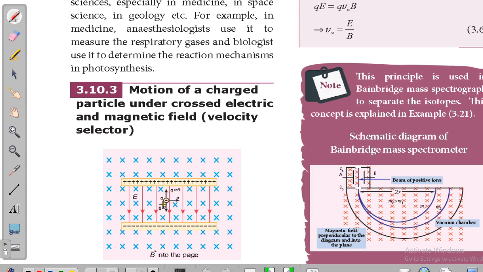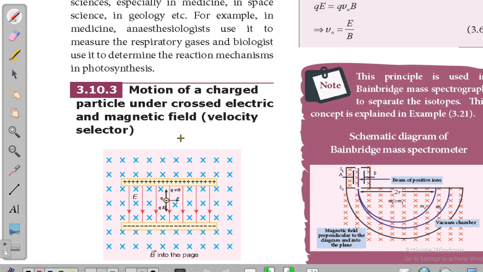If the electric force is greater, the particle will be deflected by the electric field. If the magnetic force is greater, it will be deflected by the magnetic force. If both the forces are balanced, equal to each other, the charged particle will not get any deviation, and it will move along a straight line path. So this is the main thing used in the Bainbridge mass spectrometer.